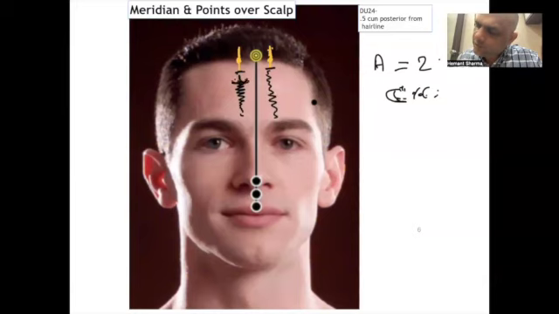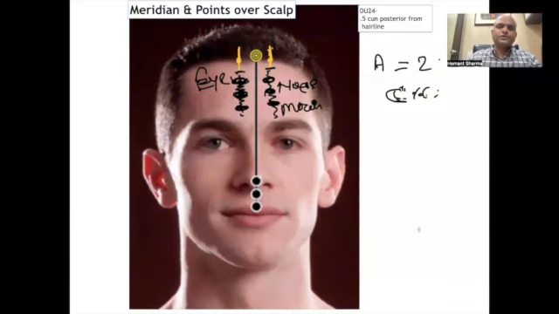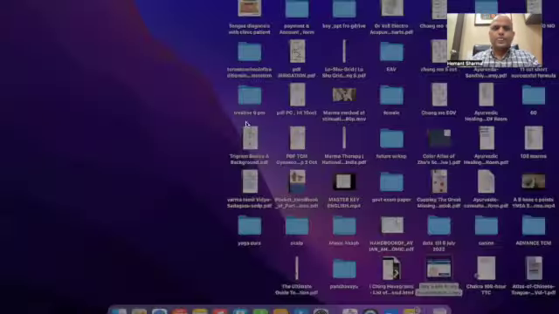So upper, we can make the 3 points here. The upper point belongs to the eyes. The middle point belongs to the nose. And the lower point belongs to the mouth. I have made a video for this, so we'll be showing it tomorrow in the class. So right now you can see here. From the hairline, if we go 1 centimeter down, the A line is completed.